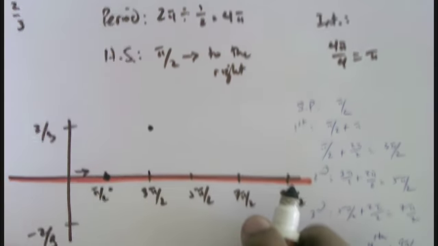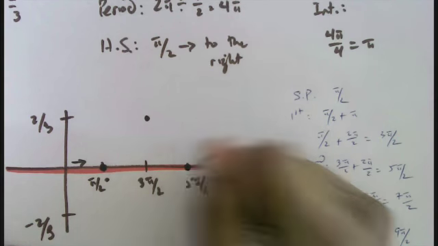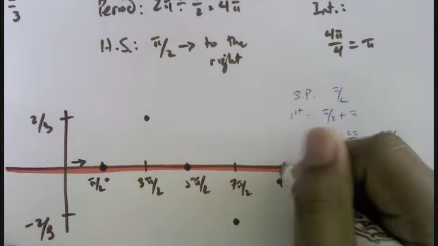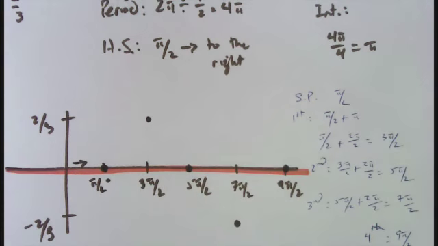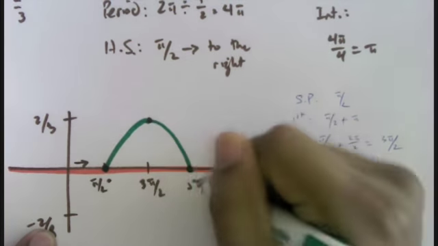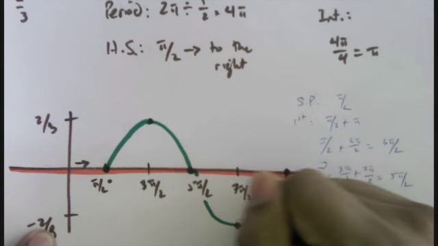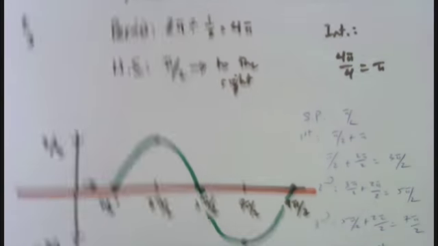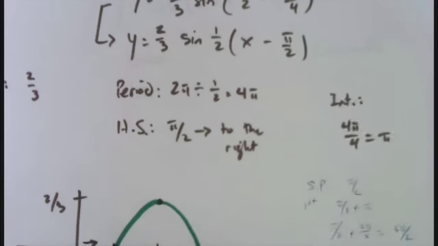the y value will be 2/3. At 5 pi over 2, the y value returns to 0. 7 pi over 2 gives us a negative 2/3. And 9 pi over 2 is going to give us a y value of 0 again, which means that our graph will look like this, but this one should be good. We'll move on to the next one, and we only have 2 more to go.